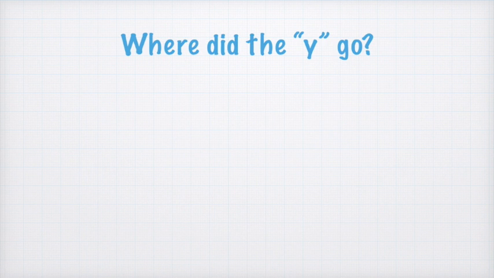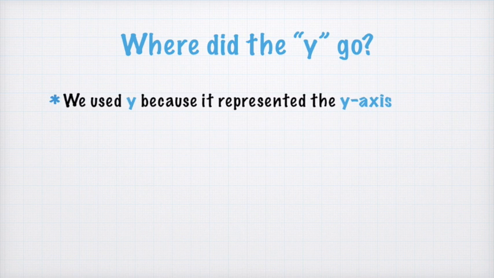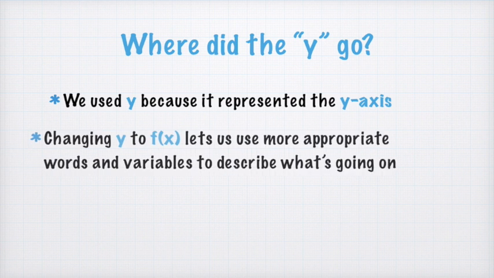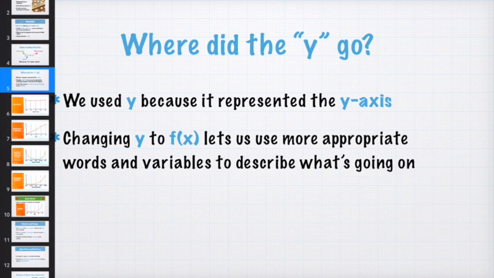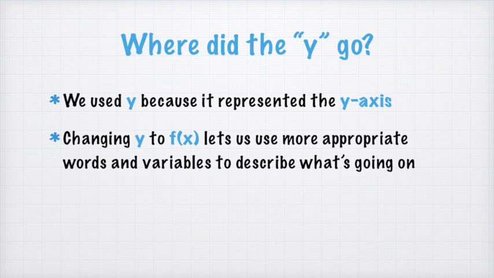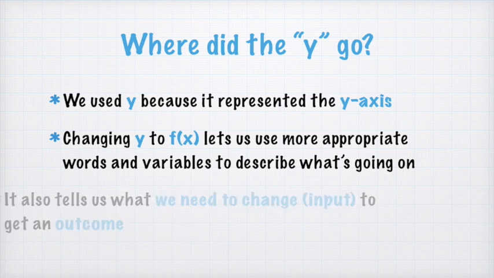There's a question that I've had a couple of times about where did the y go? And what we're really doing is we used y because it was easy to represent the y-axis. But we're changing y to f of x because it lets us use more appropriate words and variables to describe what is going on. For example, if I wanted to make a function of my position as a relation of my time when I'm driving to work each day, it's easier to use an x and a t, so x of t, as opposed to y is equal to something x. And so we just use that to make it easier to understand what we're talking about.